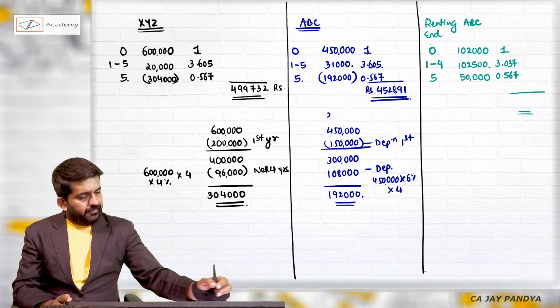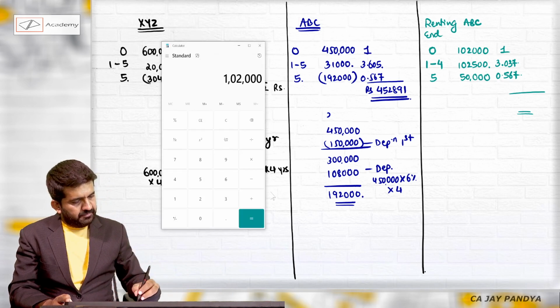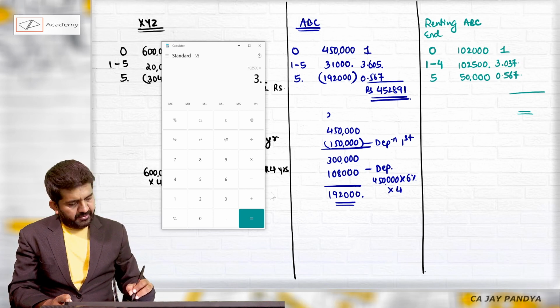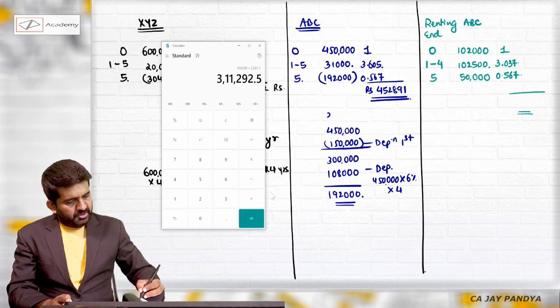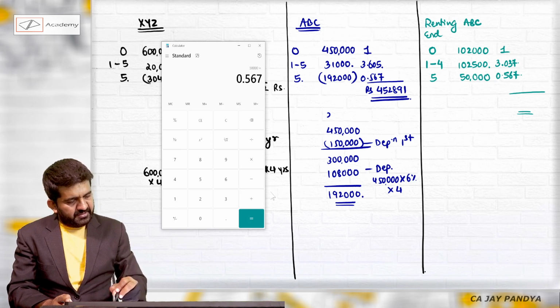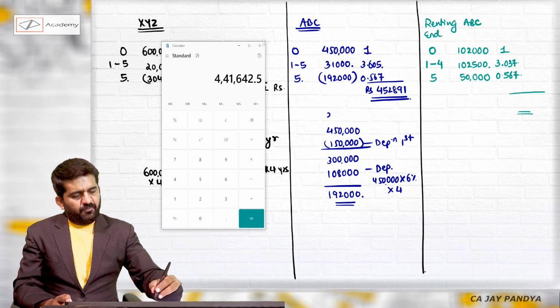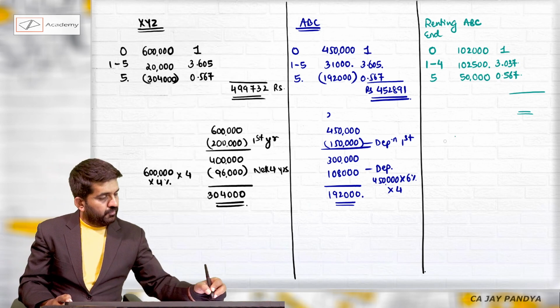And the present value of cash outflow in this case will be 1,02,000 M plus 1,02,500 into 3.037 is equal to M plus 50,000 into 0.567 is equal to M plus MRC is 4,41,642.